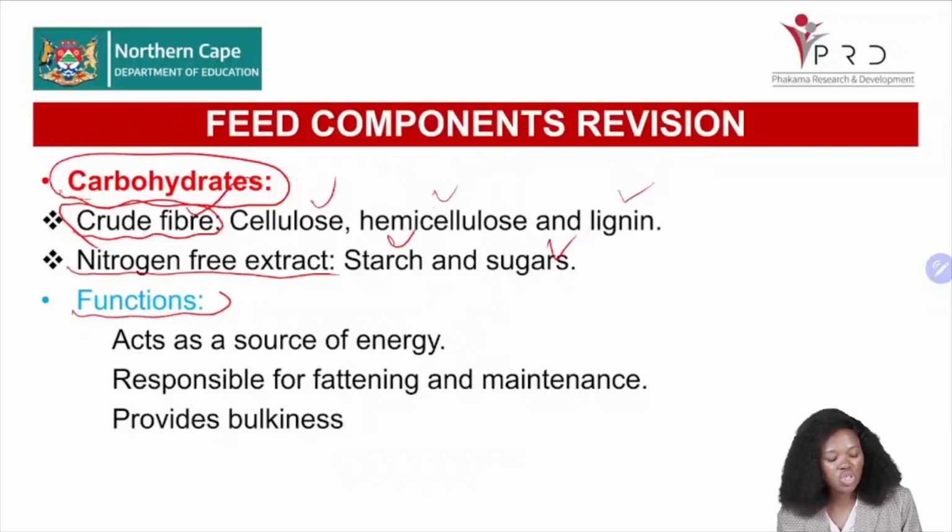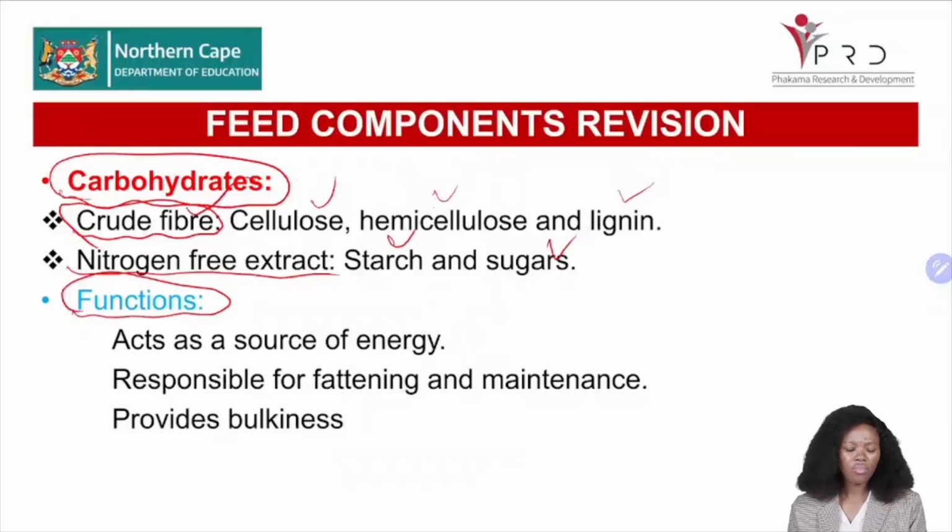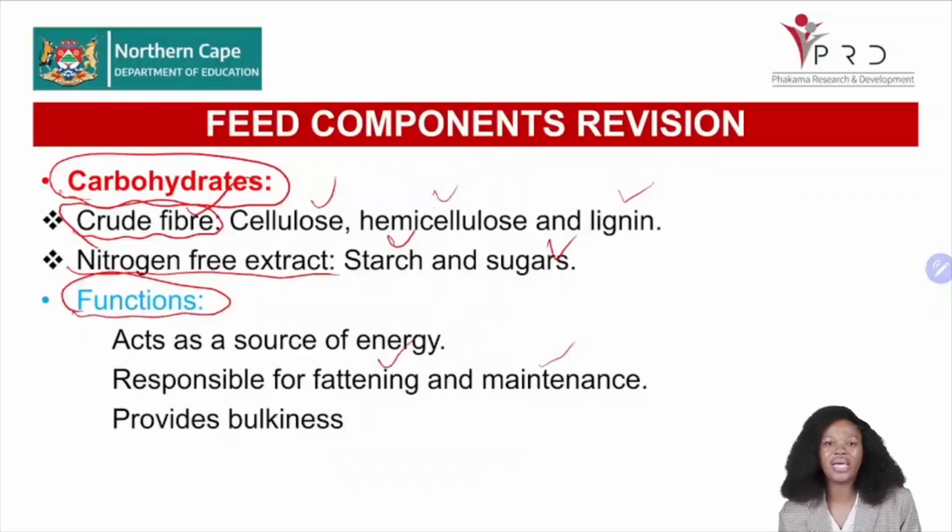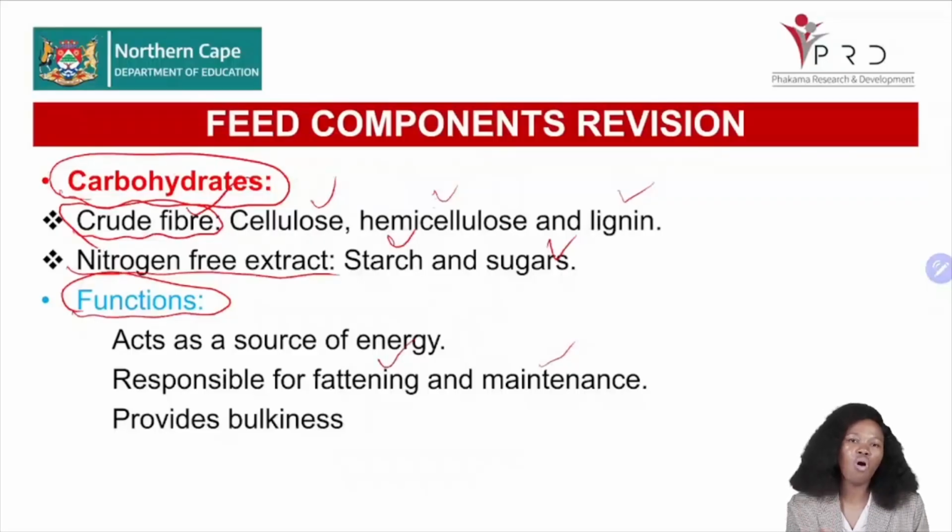Now, the functions of carbohydrates: they act as a source of energy. Secondly, they are responsible for fattening and maintaining. Once we prepare animals for slaughter, after raising them, you need to provide them with a feed that has more carbohydrates. Why? It is necessary for fattening and maintenance, maintaining body weight, right?